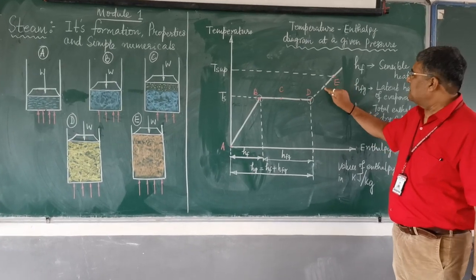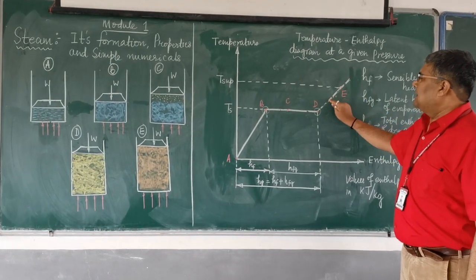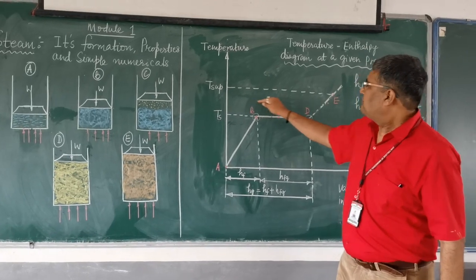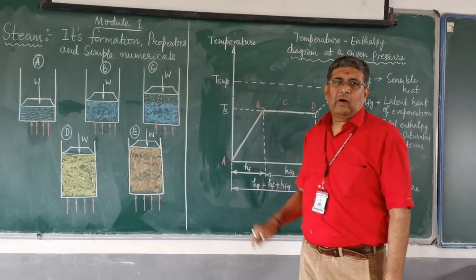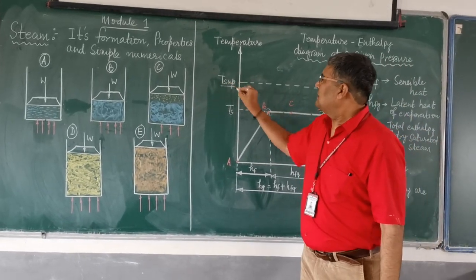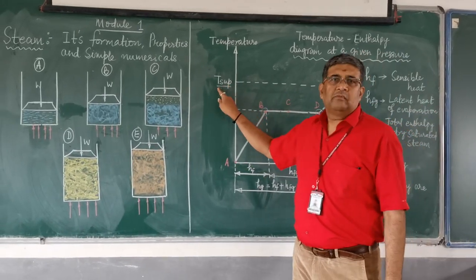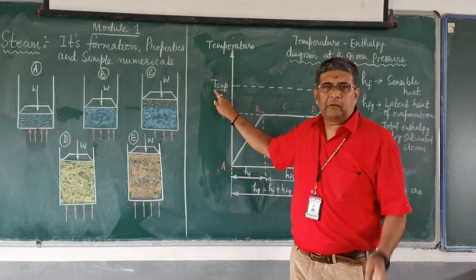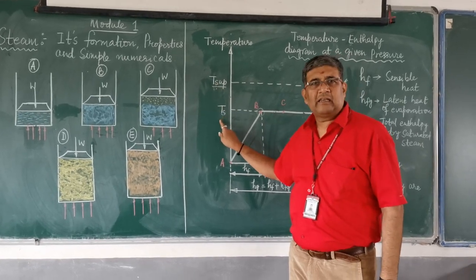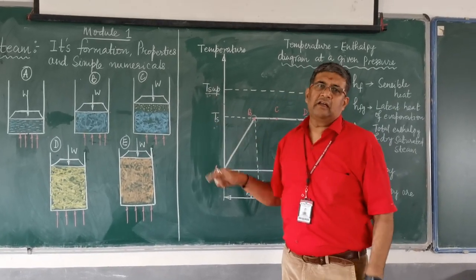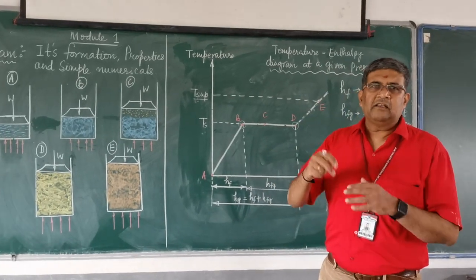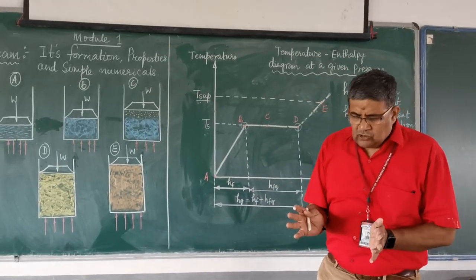This E can be anywhere on this line. On the y-axis, I represent that as T superheated, the superheated temperature. The superheated temperature minus the saturation temperature gives us the degree of superheat, that is, by what amount we have superheated.